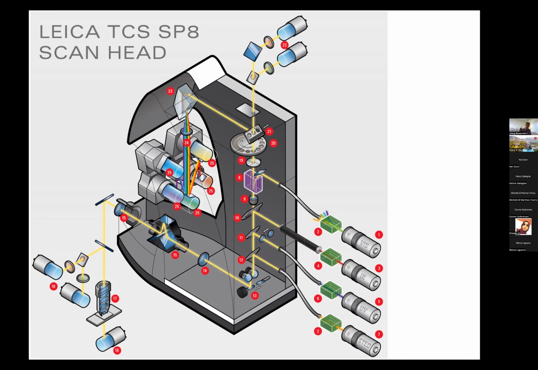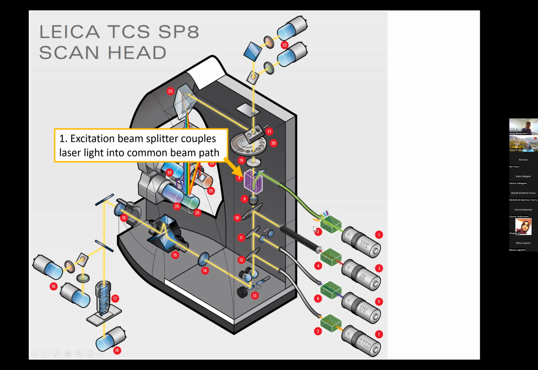And it also will turn off the laser beam when it's not needed. And it can do so in a very rapid manner, pixel by pixel, essentially. After it passes this AOTF, it will hit an excitation beam splitter, which couples the laser light into the common beam path of the fluorescence beam. In this particular case, this is also an electronic version of a beam splitter, but this could also be a piece of glass which reflects the laser wavelength and transmits the fluorescence wavelength.